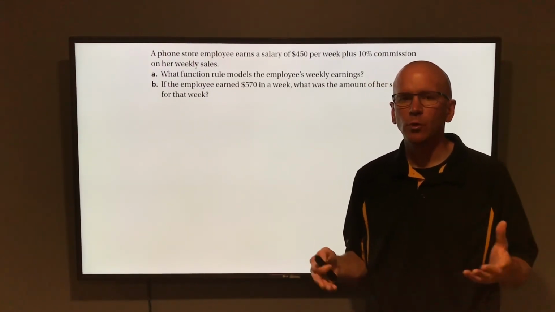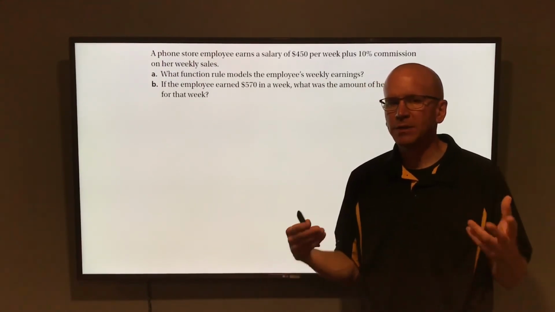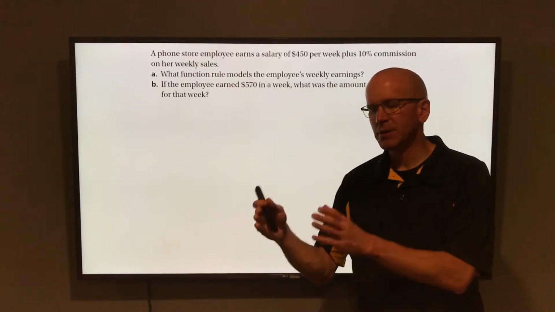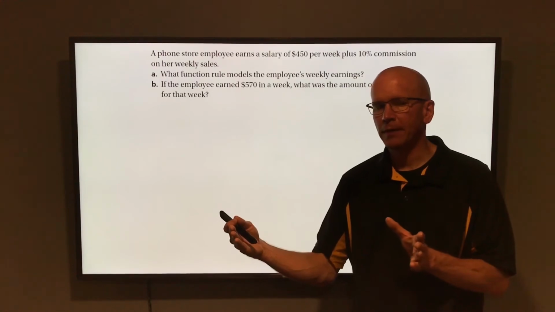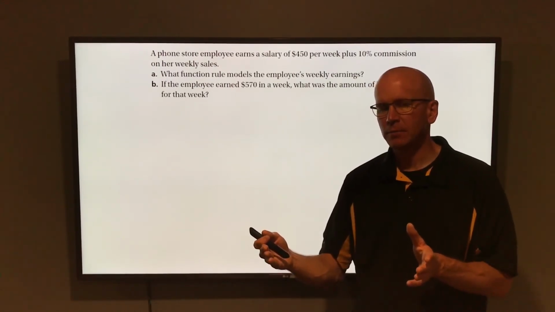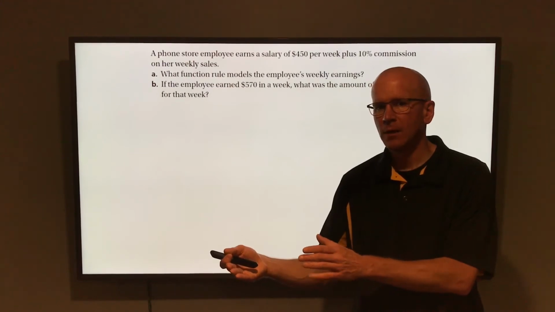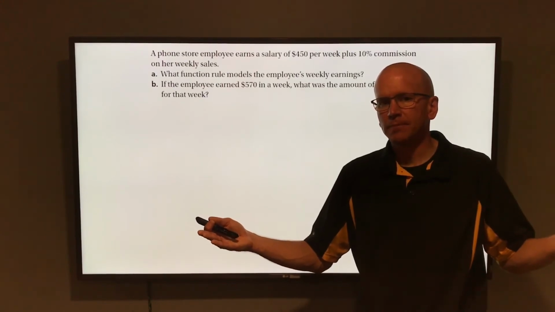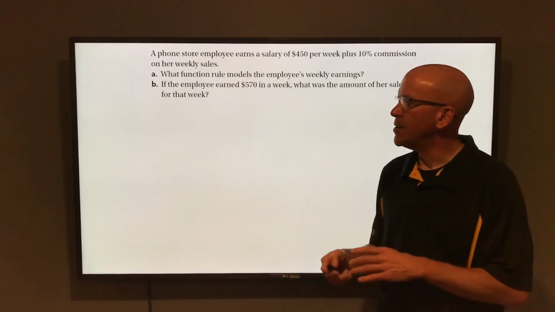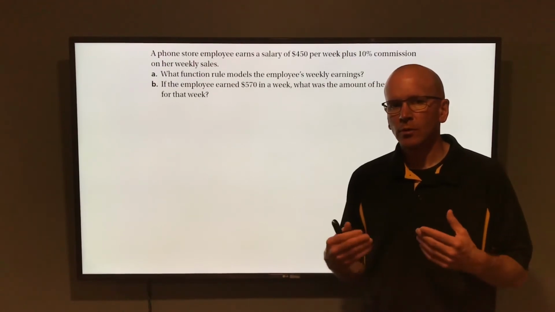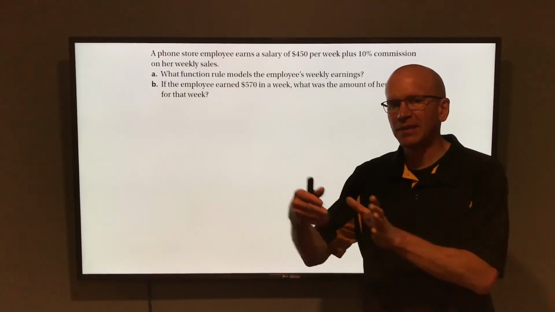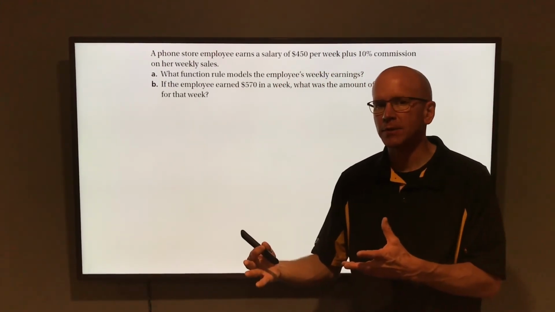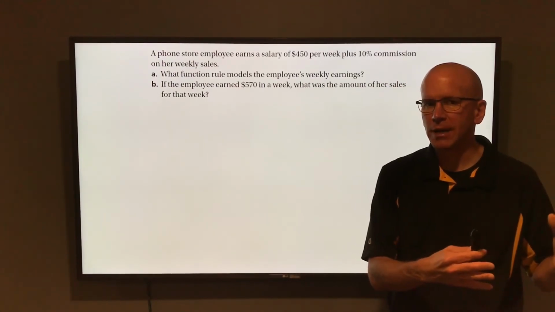To create a function rule, you have to decide what's the independent quantity and what's the dependent quantity. What is independent in this situation? If she's in a store selling phones, what's independent? The amount of phones that she sells. Because she might sell 1 phone in a week, or she might sell 1,000 phones in a week. That's independent. Nobody knows what it's going to be. The dependent quantity is her paycheck. That paycheck depends on how many phones she sells. Because she's getting 10% commission on her weekly sales, that's going to determine how much her paycheck is.